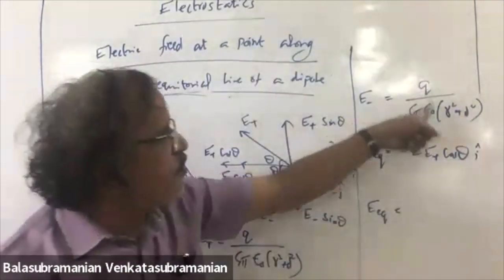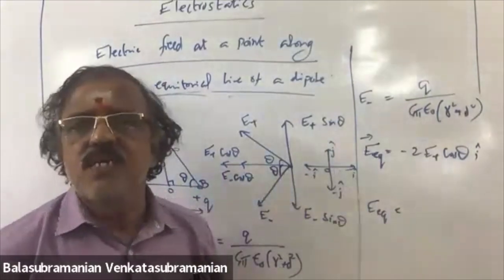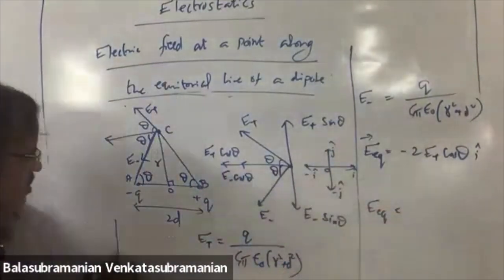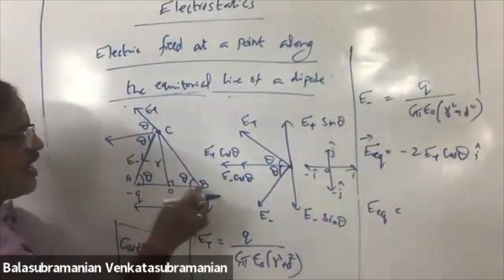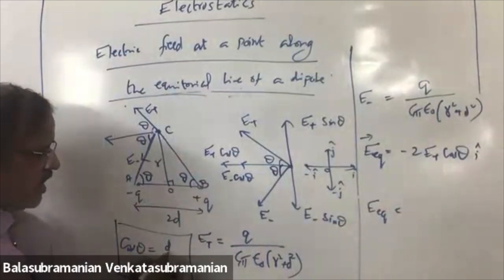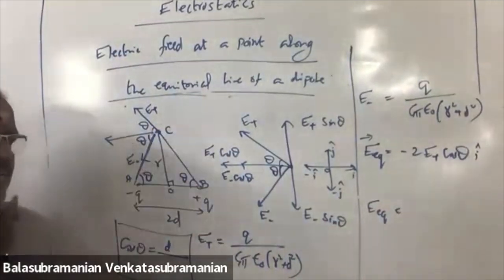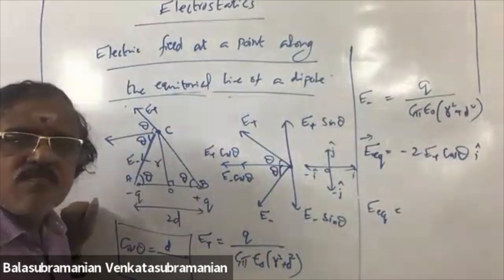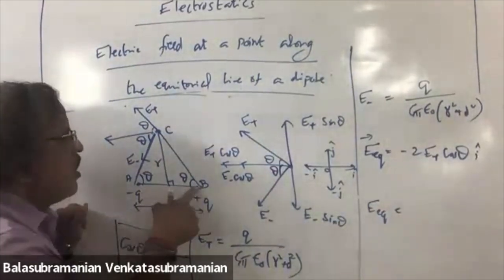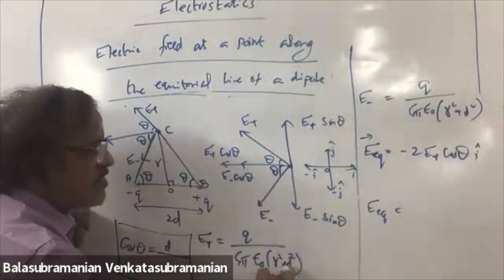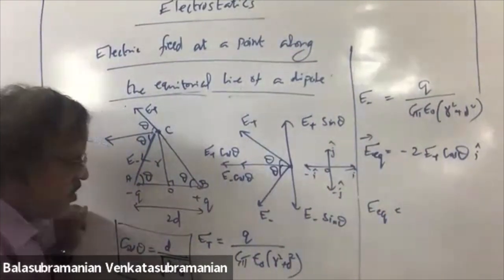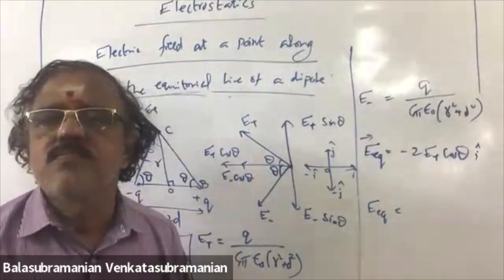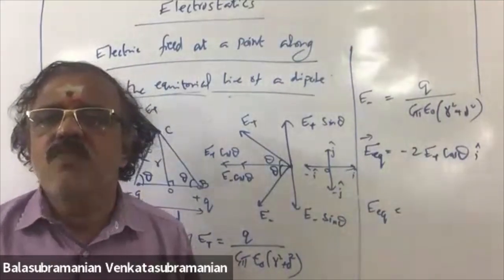Substitute the value of E plus or E minus, anything. Find out cos theta. What is cos theta? Adjacent side by hypotenuse. Adjacent side is OB, that is D. Hypotenuse is BC. BC square is R square plus D square. So BC is what? Root of R square plus D square.